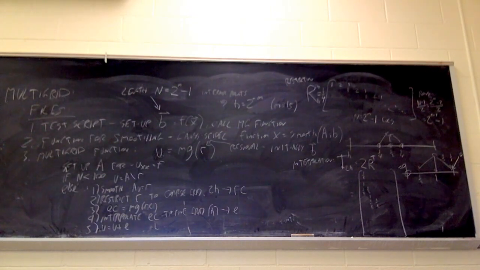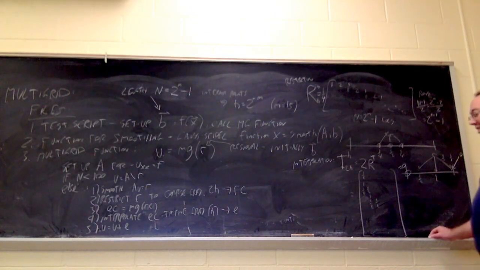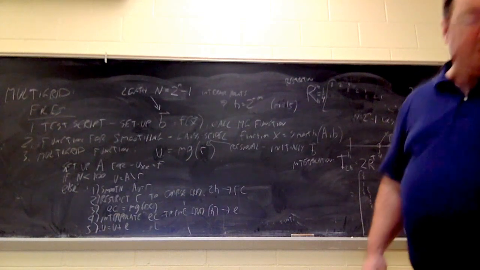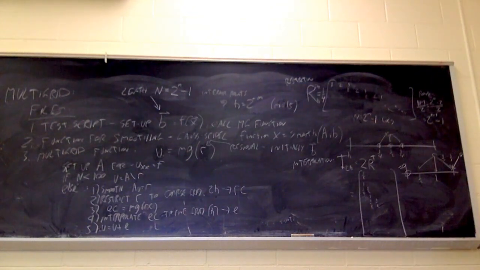Now, first, any questions? Now, I should mention that's the 1D problem. 2D problem, you know how to set up a matrix in terms of a 1D problem. It's Kronecker product with identity in both ways.